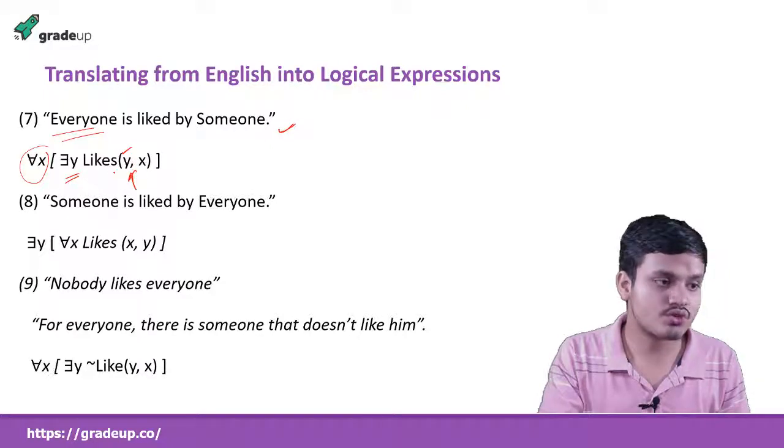Understand it. Because who is liking? Y is liking X. So there exists someone Y who likes X. And we have for all people, that is true. So this is the translation of that statement.